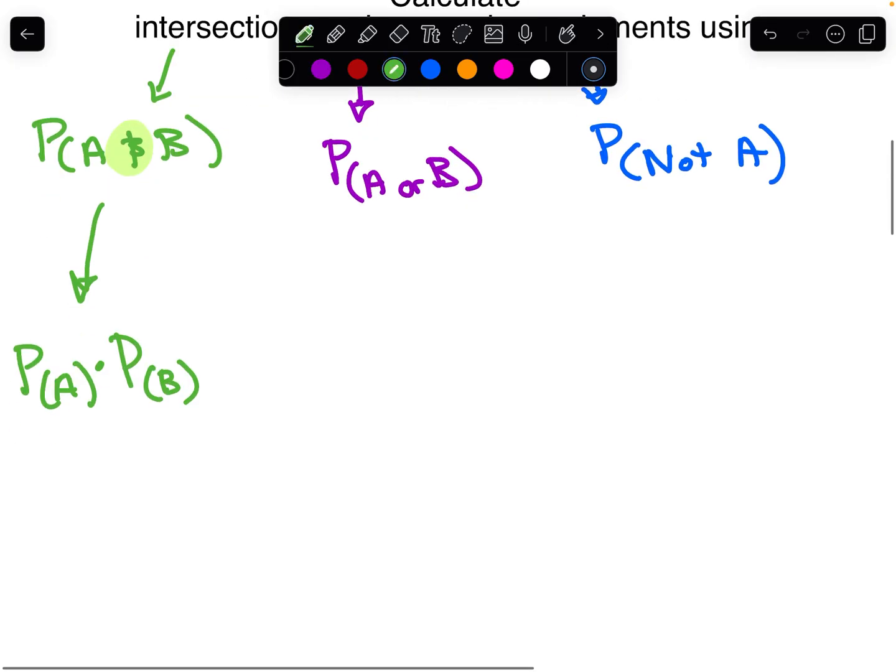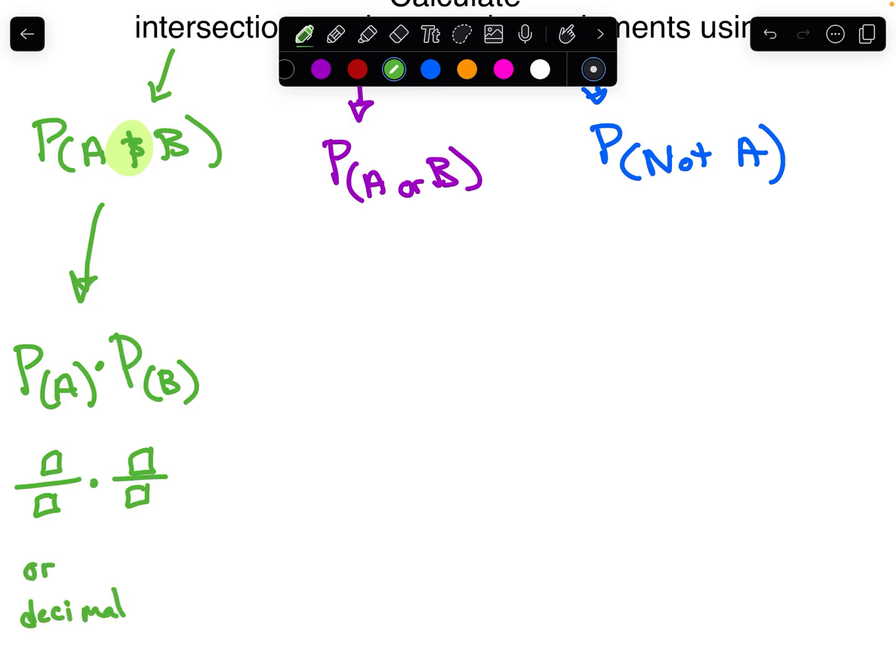Oh, and by the way, when you multiply probabilities, you either have to have fractions or decimals. If you're given the probabilities as percents, you have to convert them to either decimals or fractions, okay? And sometimes the problem will tell you how they want you to do it.